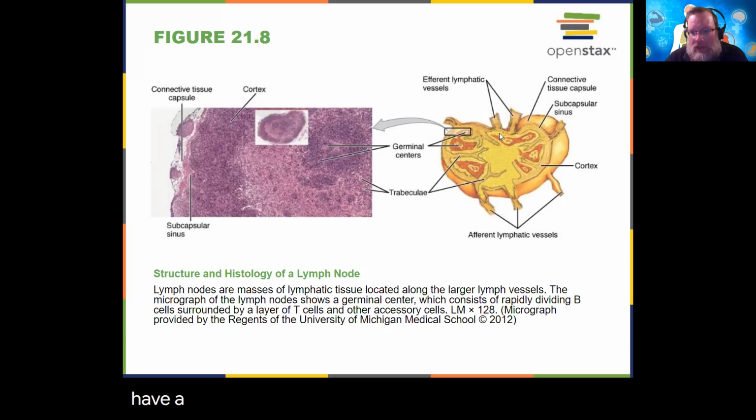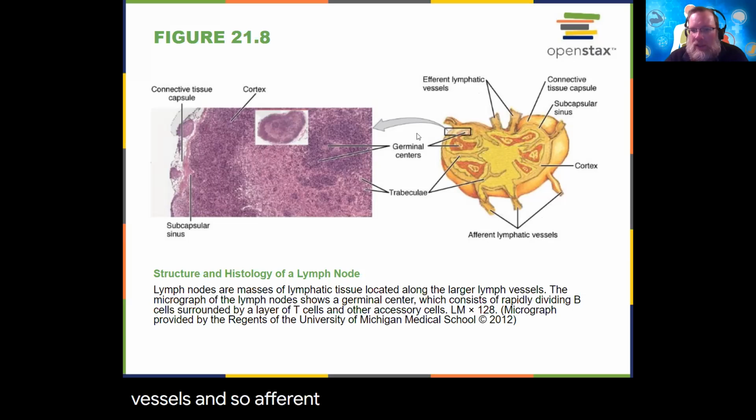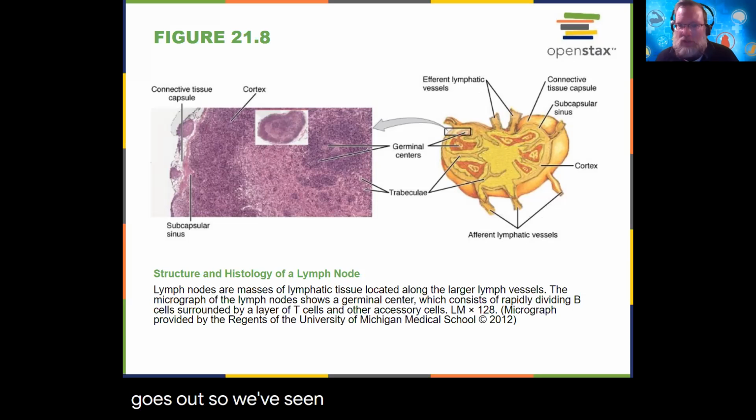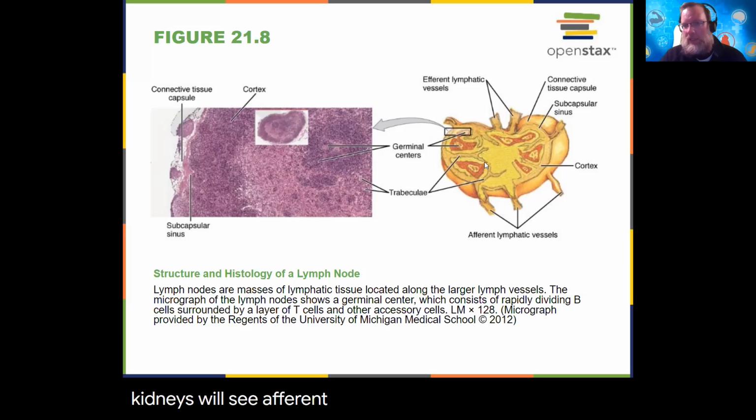We have afferent lymphatic vessels and efferent lymphatic vessels. Okay, so afferent and efferent, right? Afferent goes in, efferent goes out, like the sensory goes in, motor goes out. So we've seen these terms afferent and efferent before. We'll definitely see these again coming up when we do the kidneys. We'll see afferent arterioles and efferent arterioles.